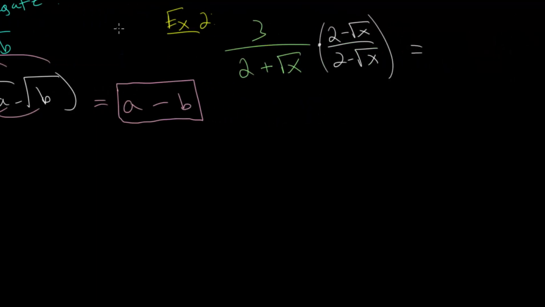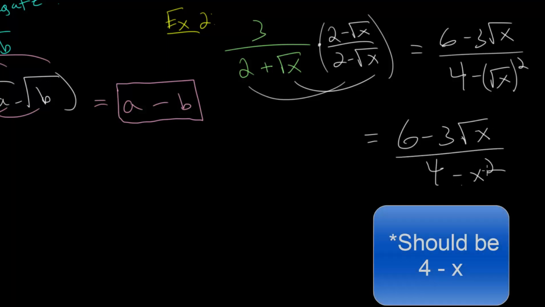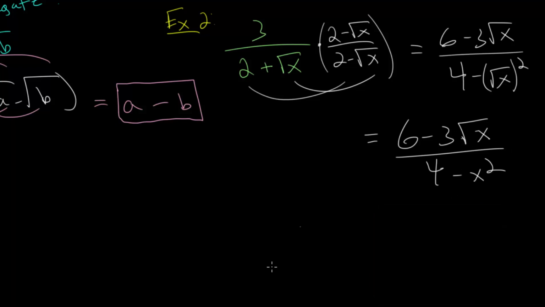So actually carrying this out, we would just distribute. You get 6 minus 3 root x. But in the denominator, you get that difference of squares. You square the first one, and then you subtract the second one squared, since those middle terms will always cancel out when you carry out distribution. So you just get 4 minus root x multiplied by itself. So rewriting everything, we get 6 minus 3 root x over 4 minus x. And this no longer has a radical in the denominator, so it's been rationalized.